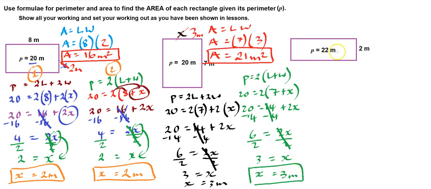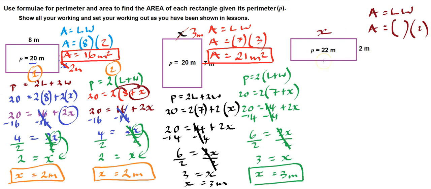Okay, so for the last one, again, let's just sort it out. Area equals length times width. That's the formula we need to get the final answer. In this case, we're not given the length, so we'll call it x, and we're given the width, which is 2. Actually, it's not very helpful to call it x at this point. We'll figure out what x is worth, and then width is 2.